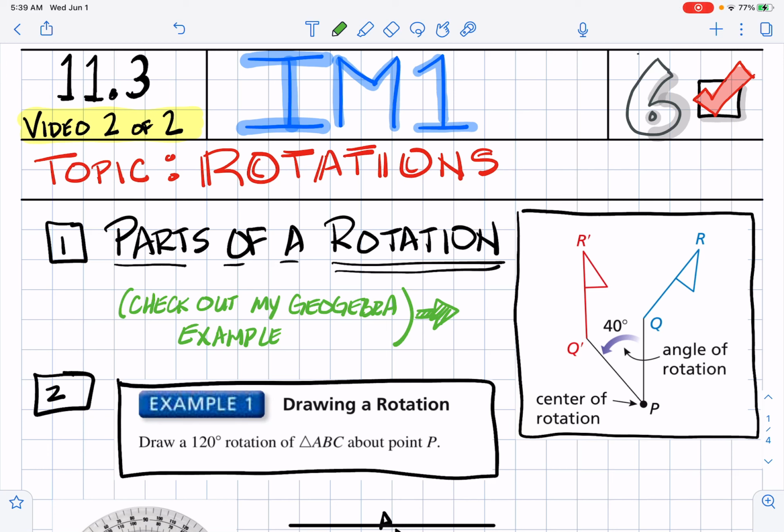Welcome to IM3, video 2 of 2. This goes with 11.2 as well. So this is the second one of 11.2. Think of it that way on your progress chart.